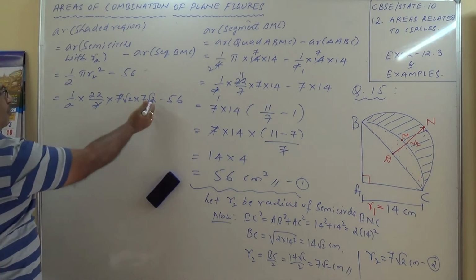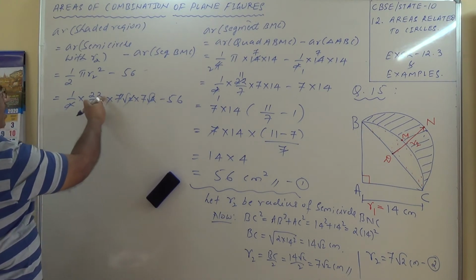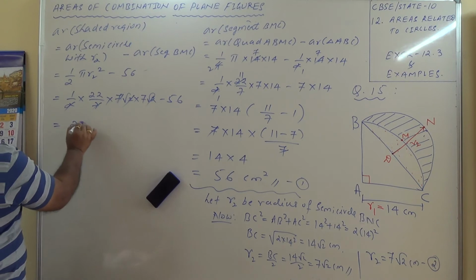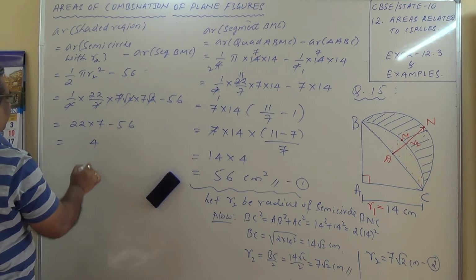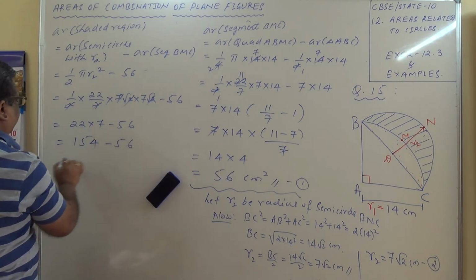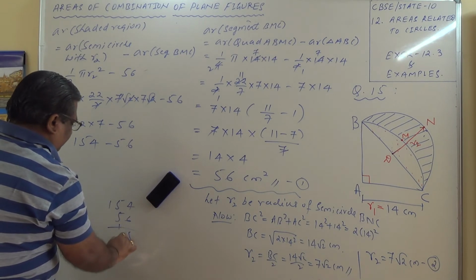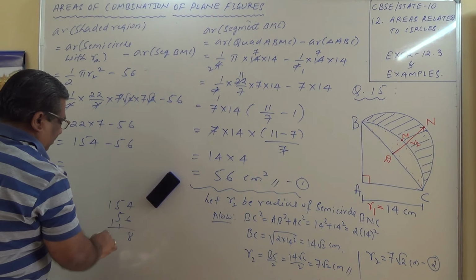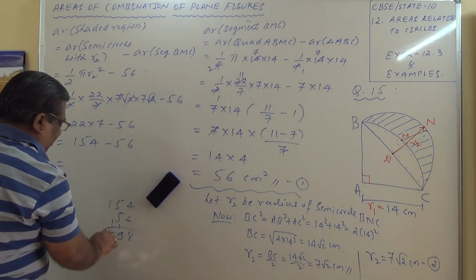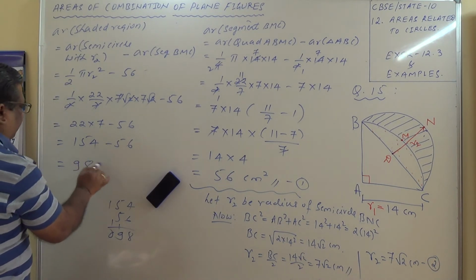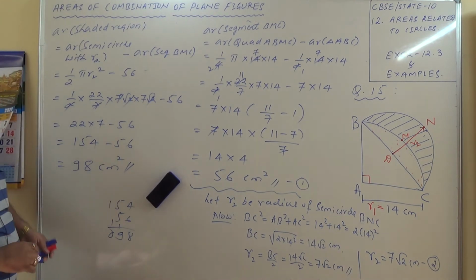See here, root 2 into root 2, 2. This and this cancels here. So this is 7 into 22 minus 56, 22 into 7 minus 56, which is equal to 6. Is it 98 square centimeter? Yeah. So this is the answer for this.